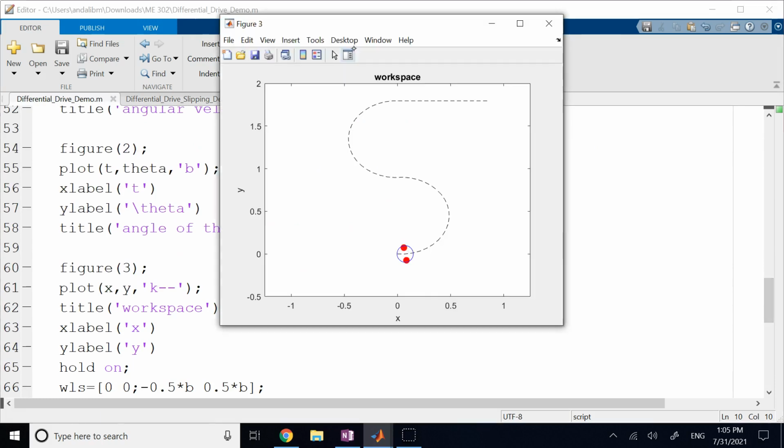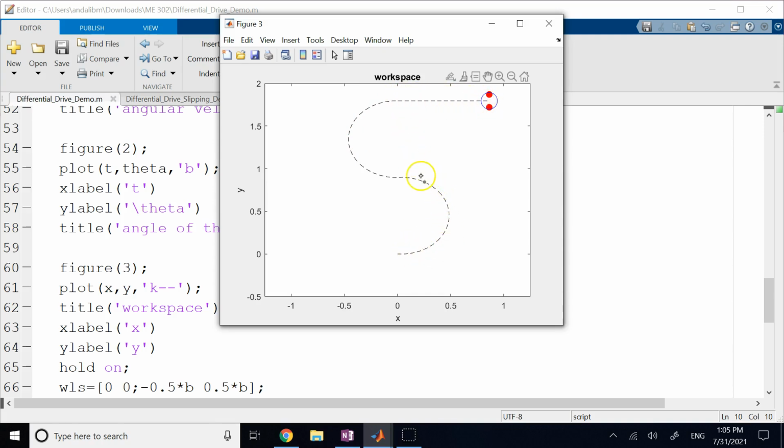So if you look here, this is the animation part. In the first part of the motion, the right tire is going faster, so you move and turn right. In the second part, the left one is going faster, so you turn right or clockwise and you move. And in the last part, they're both of them the same, they go on a straight line, correct?